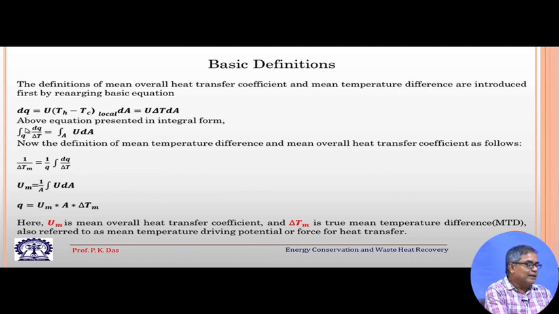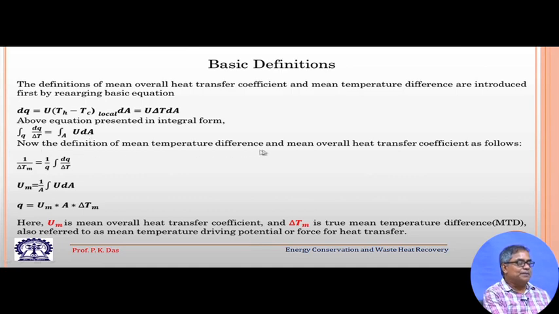Then what we can get, this is the basic equation of heat transfer: dq, the elemental heat transfer, is equal to U into the temperature of the hot fluid Th minus Tc, the temperature of the cold fluid, that is the local temperature difference, multiplied by dA, the small amount of area which is responsible for heat transfer. So, we get U into delta T into dA. The above equation can be presented in an integral form, and this is what we will get, where U is the capital U, that is the overall heat transfer coefficient.